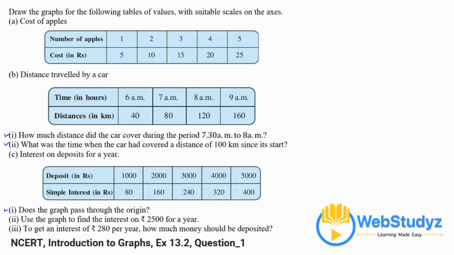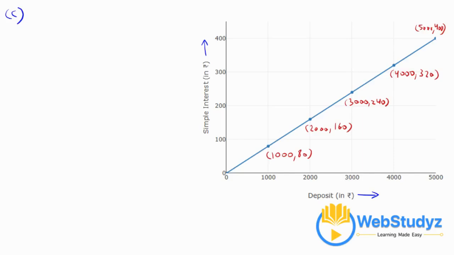Now in the first part, it is asking does the graph pass through the origin. So as we can see, the graph passes through the origin. That means we can say that for the first part of C, yes, the graph passes through the origin.